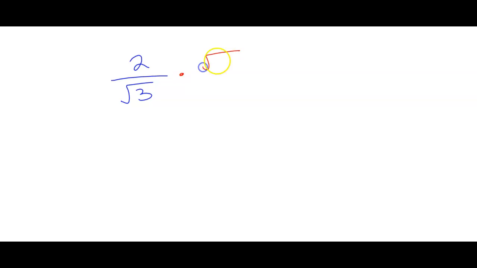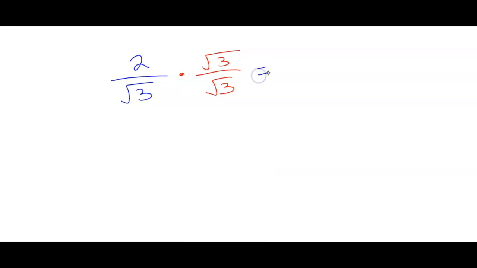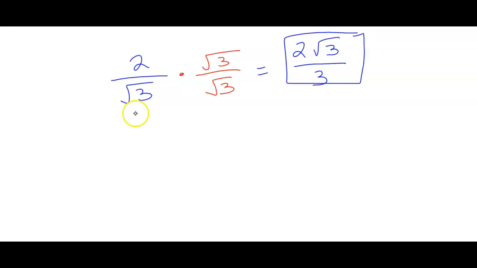So you want to multiply top and bottom by the square root of 3. 2 times the square root of 3 is 2 square roots of 3. The square root of 3 times the square root of 3 is the square root of 9, which just gives us the number 3. So this is how we would want our answer to look. This answer here and this answer here, they have the same value. This is bad form, and this is good form.